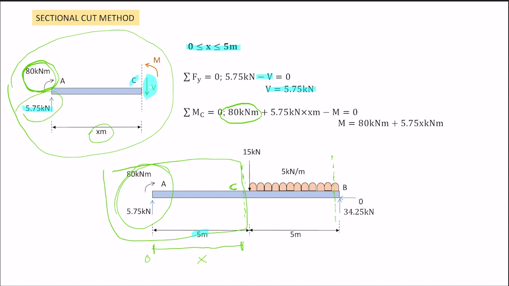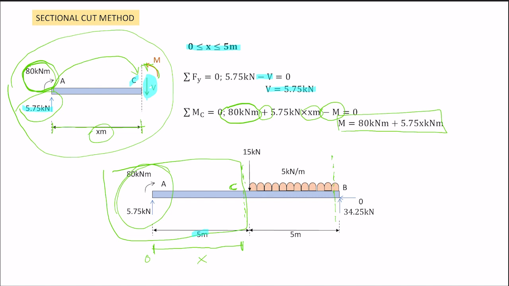We have 5.75, the reaction at A going to C, it is clockwise, plus 5.75 times X meter, the distance to C. And we have M negative because it is anti-clockwise. M equals zero. And simplify, you get this. M equal to 80 kilonewton plus 5.75 X kilonewton meter.